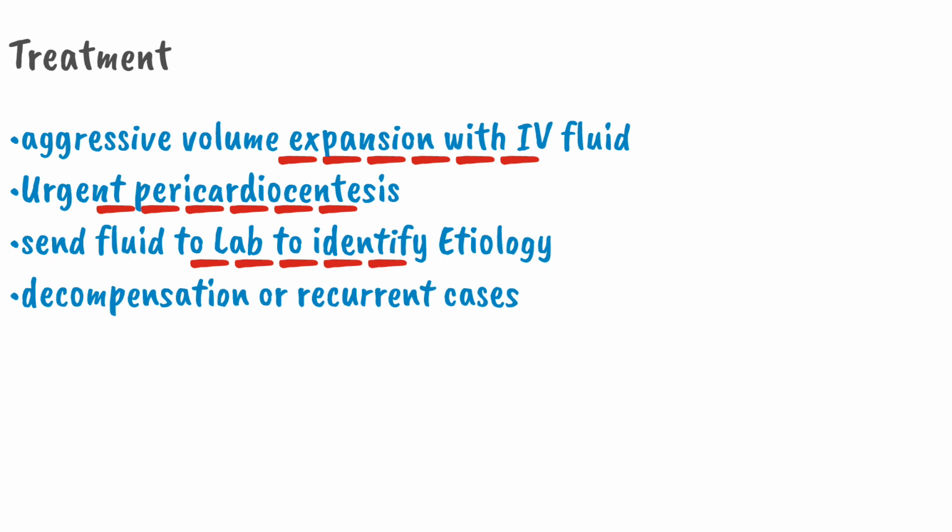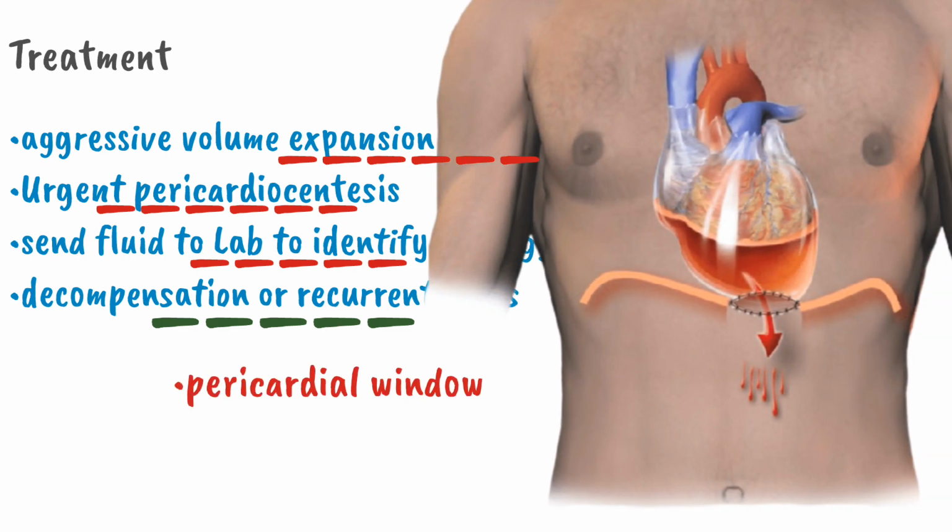But if these measures fail, such as if a patient presents with recurrent cases or decompensation, then the last treatment option is pericardial window. By pericardial window we mean that we create a window in the pericardial cavity so the fluid will drain into the chest or abdominal cavity.